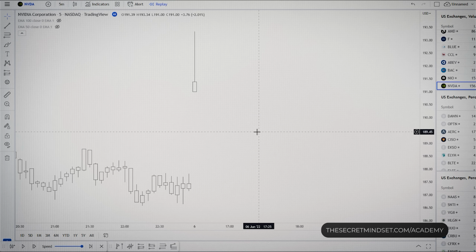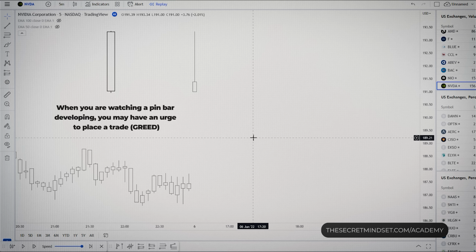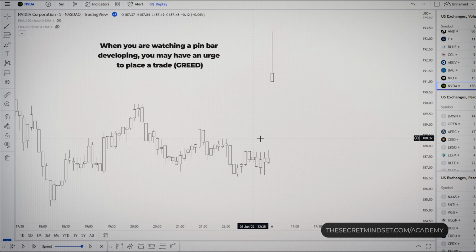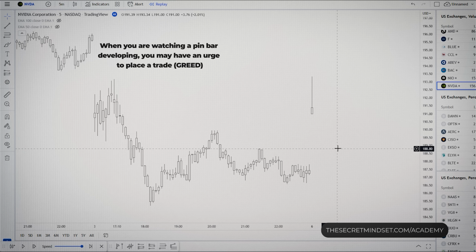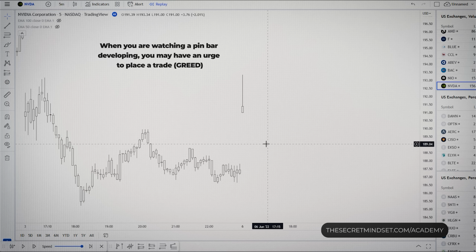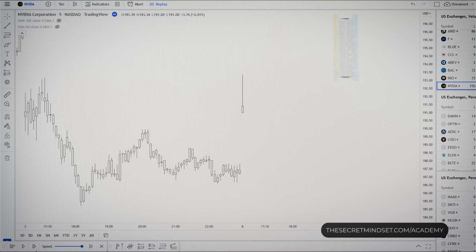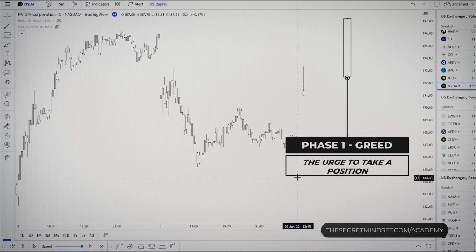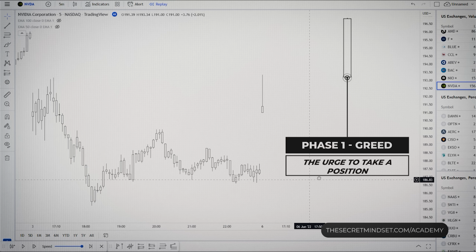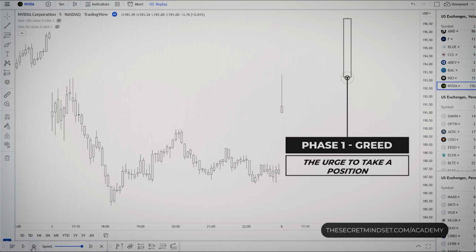Before a pin bar becomes a pin bar, it will look like this, very bullish. When you are watching this candle developing on your charts, you may have an urge to take a trade. Your greed tells you to enter because you'll miss a future price move, and you're not alone in feeling this urge to enter. When reactive traders see candles like this one, they feel the urge to take a position in the direction of the candle they're seeing.